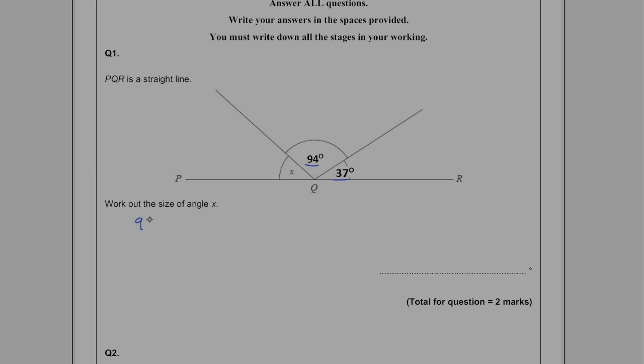So I'm going to start 94 plus 37. And that's going to give me 4 plus 7 is 11. And then we've got 13 there. So 131 are the known angles. So we're going to then do 180 minus 131, which is going to give us 49.